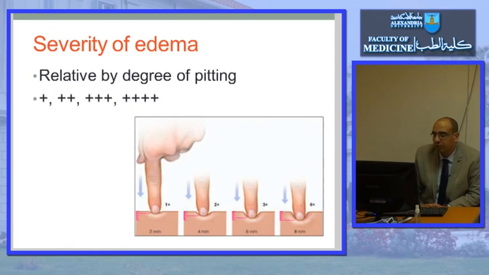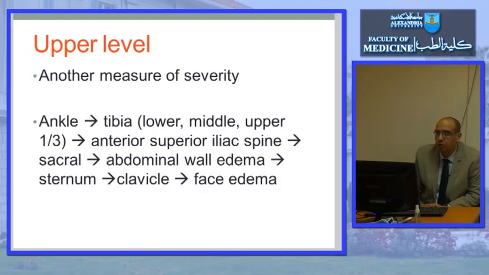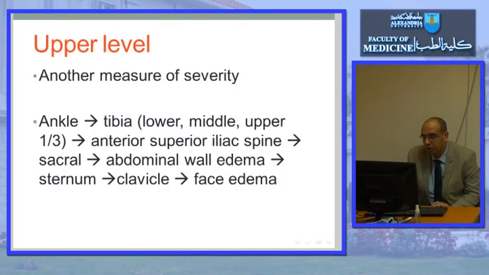Sometimes we can comment on edema by degree of edema. It's 1+, 2+, 3+, or 4+. Sometimes, when I'm examining for lower limb edema, I should also elevate to the upper level of edema until the edema disappears. I should comment whether this edema is up to the ankle, up to the lower third of the tibia, or the upper third of the tibia, the anterior superior iliac spine, or the sacrum.